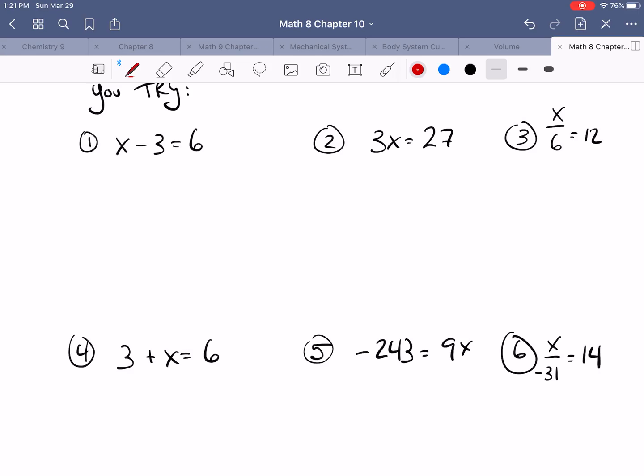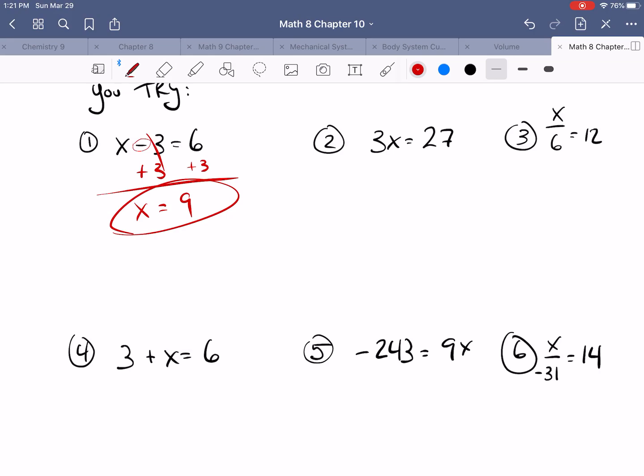Okay, so here we go. So I'm going to solve these. You probably already have done that. And so I'm just going to show you what I did here. I'm going to do the opposite of subtract. So I'm going to add 3 to this side of the equal sign and add 3 to this side of the equal sign. And in the end, this is a super easy question. It's just x equals 9.